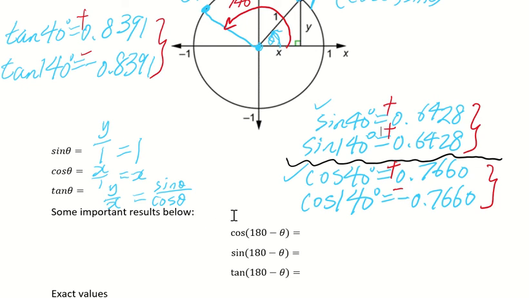Now, based on these results, we can easily see that cos of 180 minus theta, the supplementary angle of theta, is 180 minus theta, and we will get the opposite version of cos theta, which is minus cos theta. Sine of 180 minus theta is exactly the same number, so it's just sine theta. Tan will get the opposite version of that, which is negative tan theta. Okay, so these three results are important.